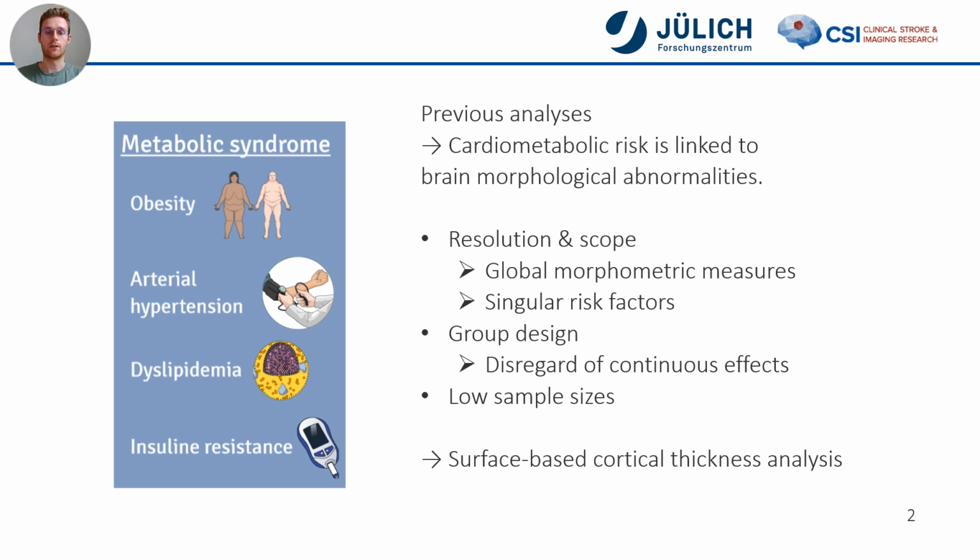Previous analyses have shown that cardiometabolic risk is linked to brain morphological abnormalities. However, our understanding of this association is still lacking because of certain characteristics of these analyses. Typically, they lack resolution and scope, being focused only on global morphometric measures as well as singular risk factors. They are typically in a group design, disregarding potential continuous effects, and overall have low sample sizes, which has implications for their reproducibility. We addressed these points by performing a surface-based cortical thickness analysis.